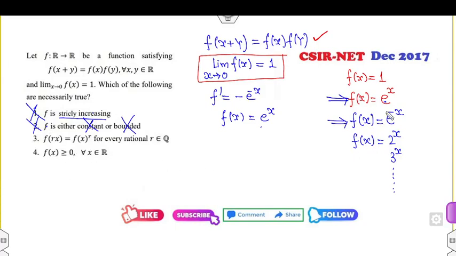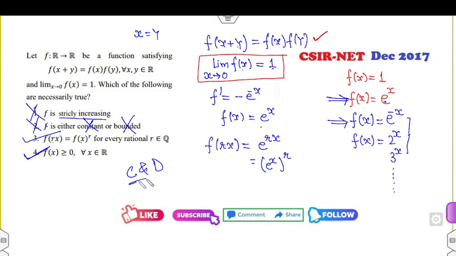f(x) greater than or equal to 0: you can see all these functions are greater than or equal to 0. What is f(rx)? Pick any example, say e raised to the power rx. I can also write this as e raised to the power x, all raised to the power r. That means f(x) raised to the power r. Similarly, you can pick any of the terms, it will satisfy. f(x) is always positive because we have the limiting value to be 1. That's positive. So C and D are the right answers of this problem.